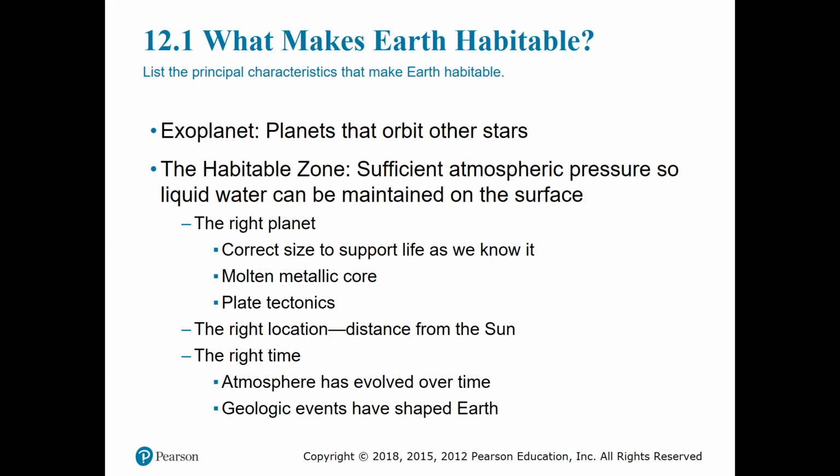What are some of these characteristics? Well, it's the right size. If Earth were larger, then the force of gravity would be greater. And like the large planets, the atmosphere would be too heavy and it would be filled with things other than oxygen and nitrogen and ozone. If Earth were smaller, then there wouldn't be enough gravity and we wouldn't be able to maintain the atmosphere as we know it.